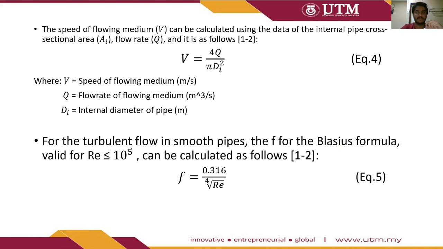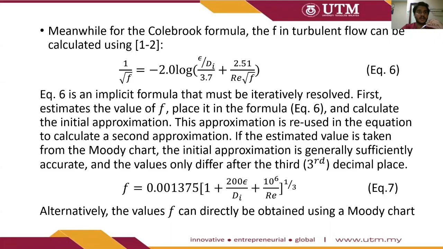Meanwhile, for Colebrook's formula, the friction factor in turbulent flow can be calculated using this particular formula. Equation 6 is an implicit formula that must be iteratively resolved. First, estimate the value of friction factor, place it in the formula, and calculate the internal approximation. This approximation is reused in the equation to calculate a second approximation.